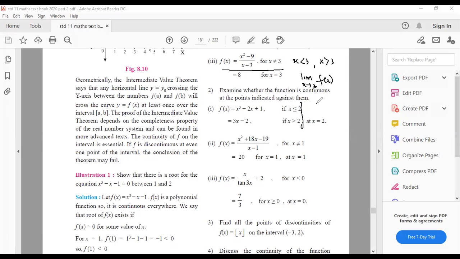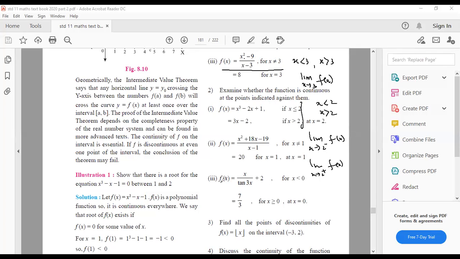In this case, x less than 2 and x greater than 2, are they different functions or the same function? Different. In that case, you will apply both the limits. Is it okay? Yes, sir. That's all. Very simple. एक ही फॉर्मूला है तो एक ही लिमिट, दो फॉर्मूला है तो दो लिमिट. Okay, sir.